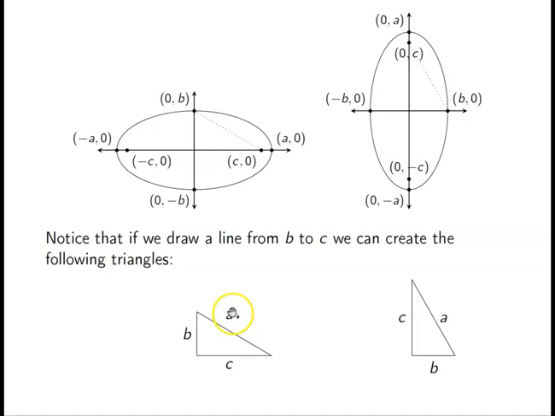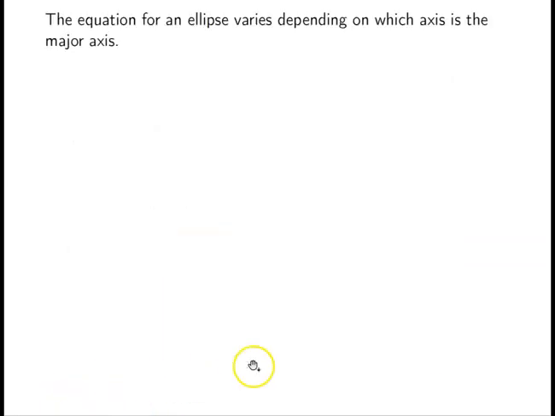If I know this length and this length, I could use those two values to figure out where c is. Because of the Pythagorean theorem, in this case c squared is always going to be a squared minus b squared. Same thing here. So if I have any two of these, a and b, or a and c, or b and c, I can always find the third out of this relationship.